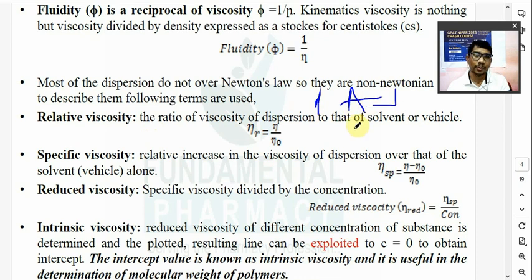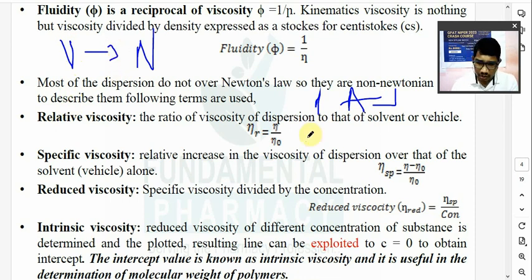Non-Newtonian के लिए apparent viscosity है. Newtonian fluid के लिए क्या है? Simply viscosity. Viscosity is for the Newtonian liquid. A Newtonian liquid will obey: increasing the stress will increase the shearing rate proportionally. That is nothing but Newton's law. Non-Newtonian liquids will not obey Newton's law, and to describe them the term apparent viscosity is used.